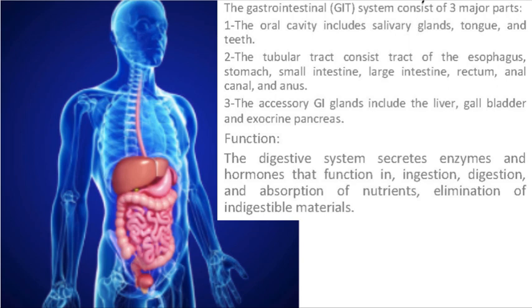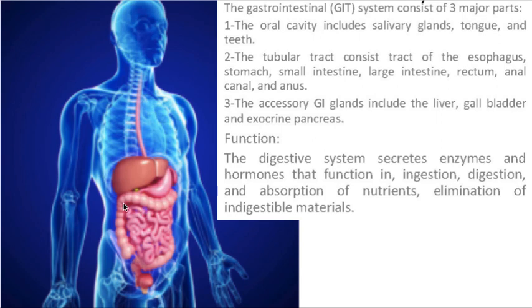Right, so you have done this before: the gastrointestinal system basically consists of three major parts. The first is the oral cavity, which includes the salivary glands, the tongue, and the teeth that you have done before. Today we are going to begin with the tubular tract, which consists of the esophagus, the small intestine, the large intestine, the rectum, and the anal canal. After which we'll talk about the accessory gastrointestinal glands that include the liver, the gallbladder, and the exocrine pancreas.